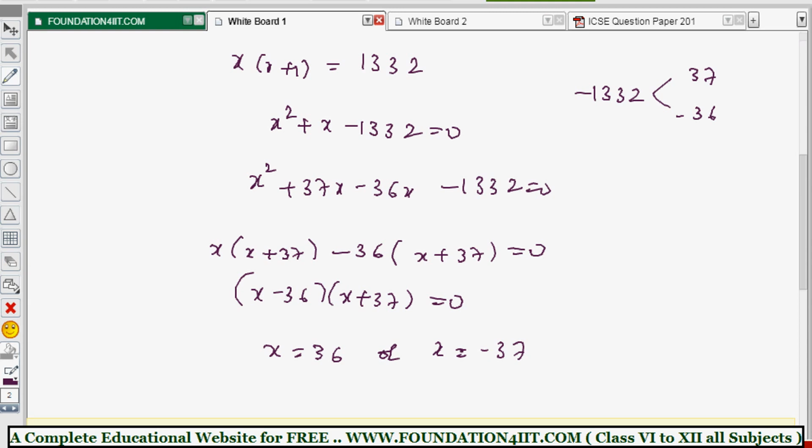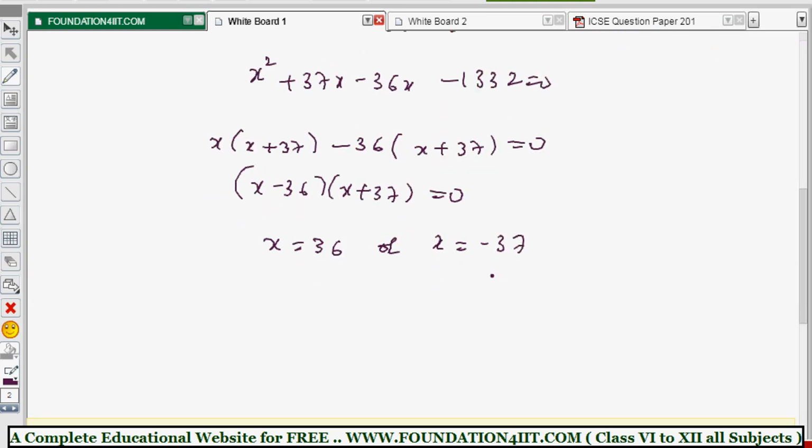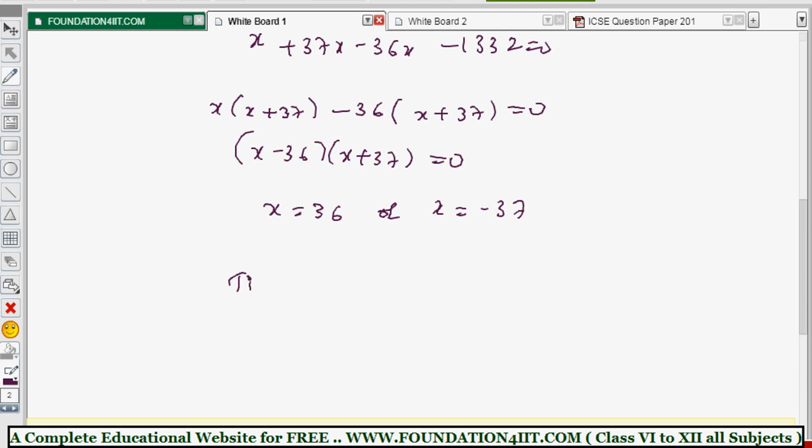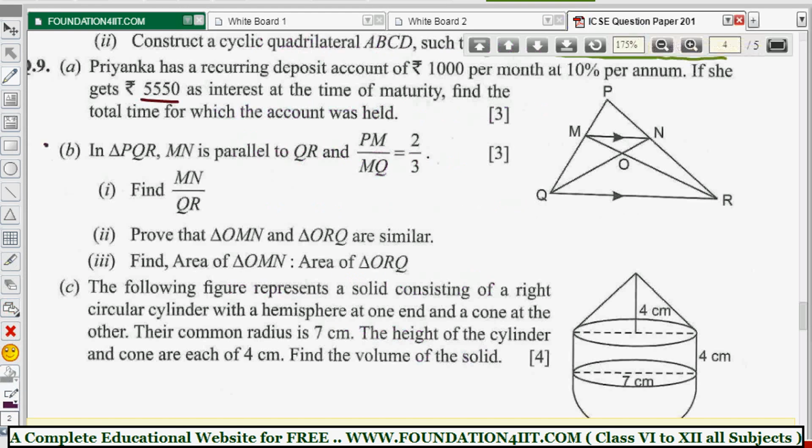Because the negative sign is neglected, time is equal to 36 months. So 36 months, with 12 months in a year, is 36 by 12, so 3 years. So time is 3 years, right? Okay, next, this is one.